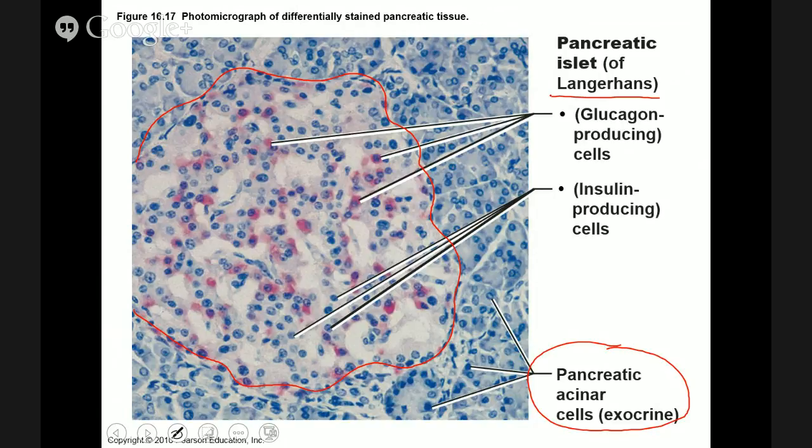The alpha cells are going to produce glucagon. And glucagon is going to tell your body to break down the stored energy so that your body can use it for energy. And then the beta cells are the insulin producing cells, and insulin tells your body to take the glucose, for example, out of the blood and get it into the cells so that your body can convert that glucose into ATP.